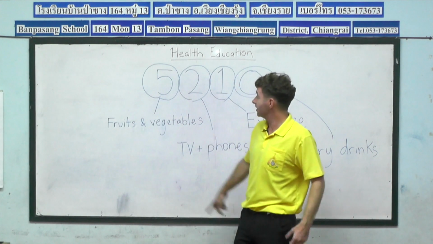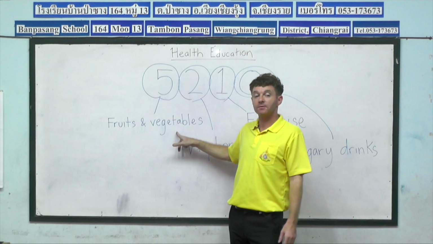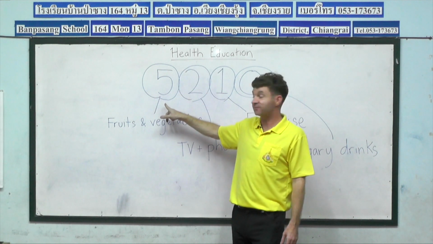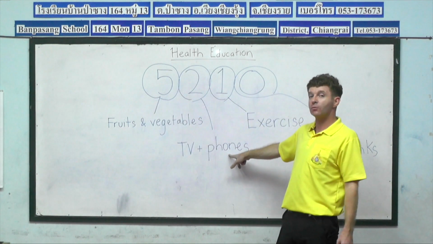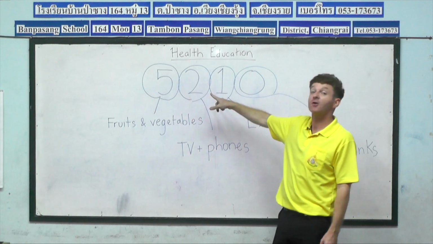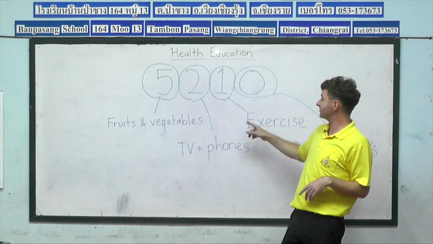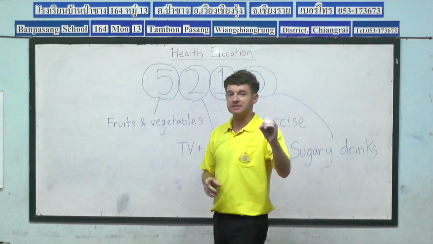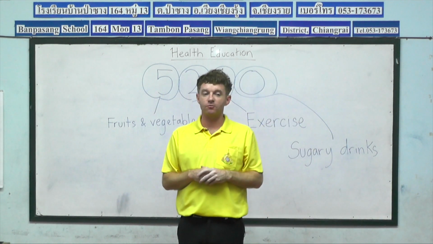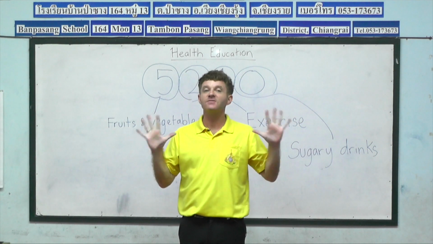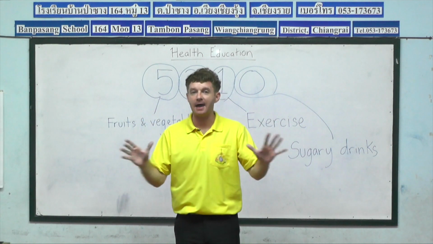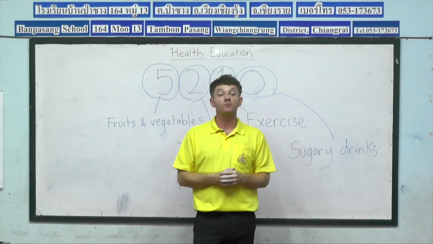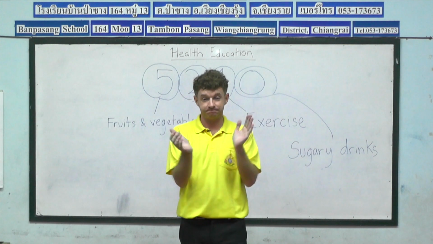So let's recap. Fruit and vegetables, how many per day? 5. TV and phones, how many hours per day? 2 hours. Exercise? 1 hour. And sugary drinks? 0. And how many hours sleep should you have tonight? 10. 10 hours sleep. Try to get 10 hours. And that way, tomorrow, you'll be feeling very good. So very well done, guys. That was great.